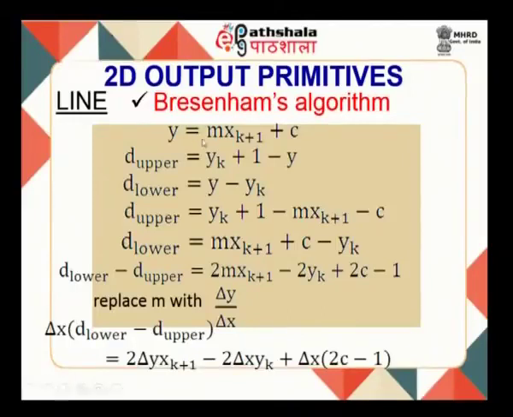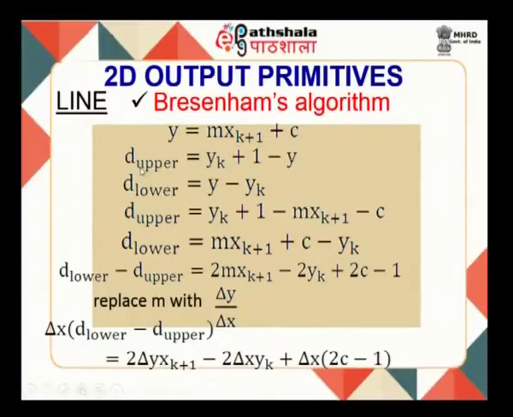Let us start the derivation with y is equal to mx plus c, that is the slope point form equation for a line. Here this is the theoretical y value, and in the place of x it is xk plus 1. So, xk plus 1 is the current x position for which we are computing the y position. So, that is why the k plus 1 is all in the suffix, and we know very well that xk plus 1 is nothing but xk plus 1.